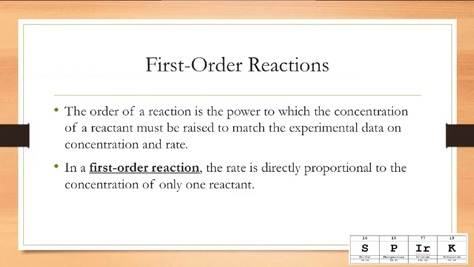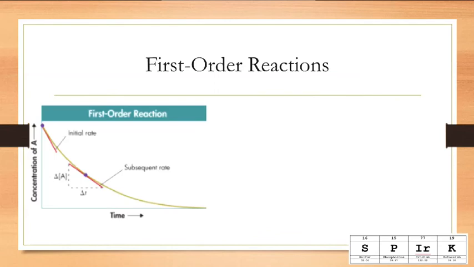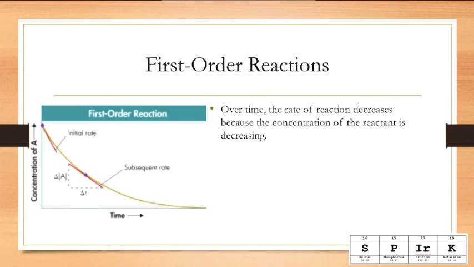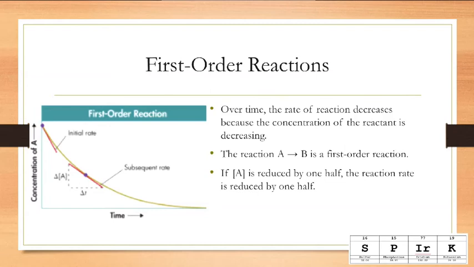In a first-order reaction, the rate is directly proportional to the concentration of only one reactant. So what that means is that the concentration of one reactant has a huge effect on the rate of the reaction. So over time, the rate of reaction decreases because the concentration of the reactant is decreasing. So when there's less of the reactant, the rate of the reaction is going to slow down. The reaction from A to B is a first-order reaction. If the concentration of A is reduced by 1/2, the reaction rate is reduced by half.